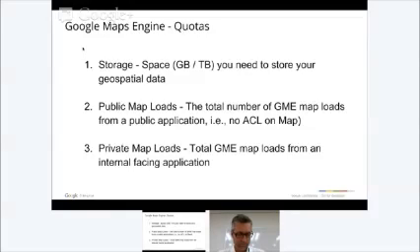Besides storage, there are two quotas for public and private map loads. A public map load is the total number of Maps Engine loads for a public application. So there's no access control on the map; it's publicly accessible and viewable to anyone. And the final one is the private map load. This would be a Maps Engine load from an internal-facing application that has access control lists as part of it.